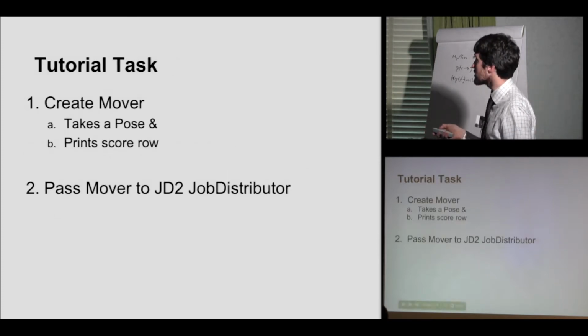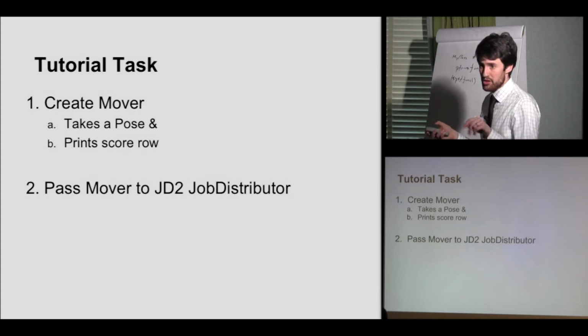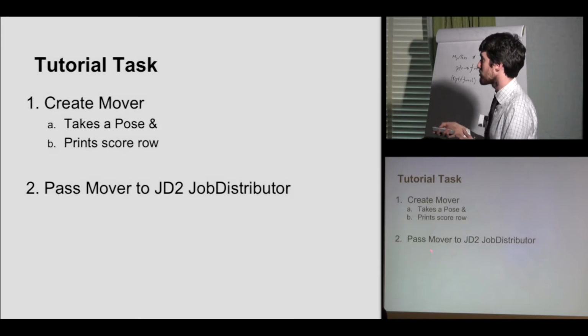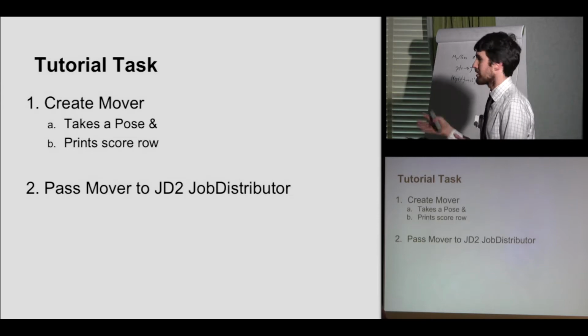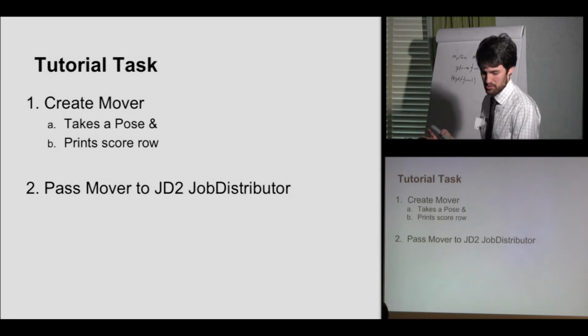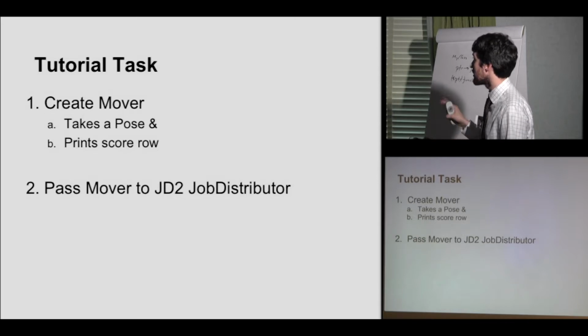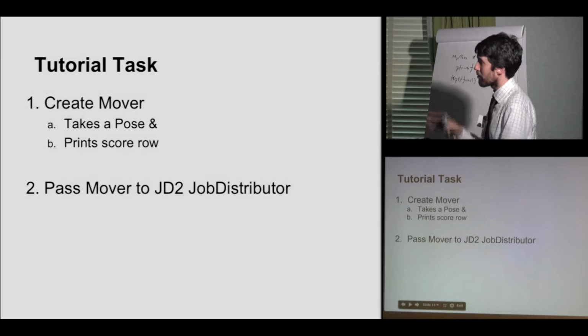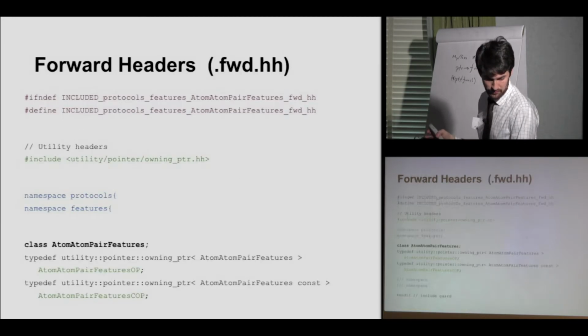Okay, so the task is to create a mover that takes in a pose in the apply function and is going to print this square row. In the tutorial, there's more description about exactly how this should work. But the basic idea is that you pass this mover to the job distributor, and then it runs. So it should be pretty straightforward. The challenging part will be working in a branch, checking it out, compiling, getting it to run, looking at the output, and basically navigating the code base and trying to make this work. The logic is the easy part, but hopefully it'll be like a template, which, if you want to write further applications, you can go on from there.